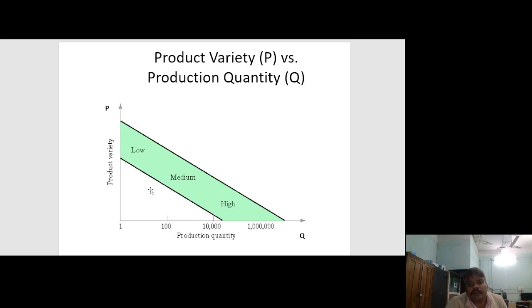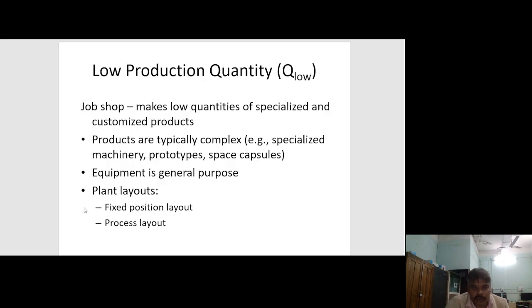Product variety versus product quantity. How much variety you need and how much quantity you need. If variety is less, then quantity will be high. If variety is more, if you need lots of varieties, then quantity will be less. If you want to make a single variety, then product quantity will be very high. So this is the graph between product variety and product quantity.